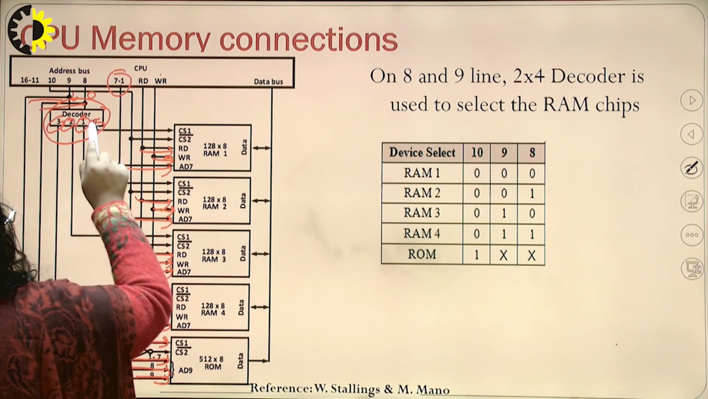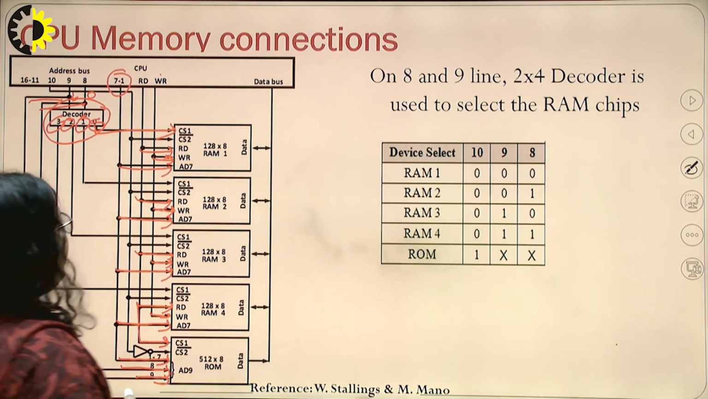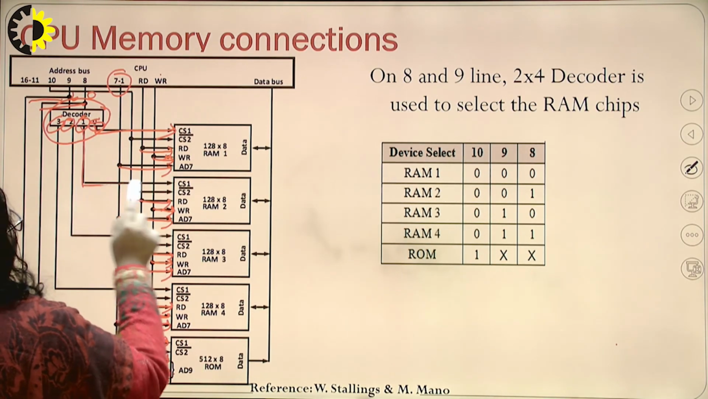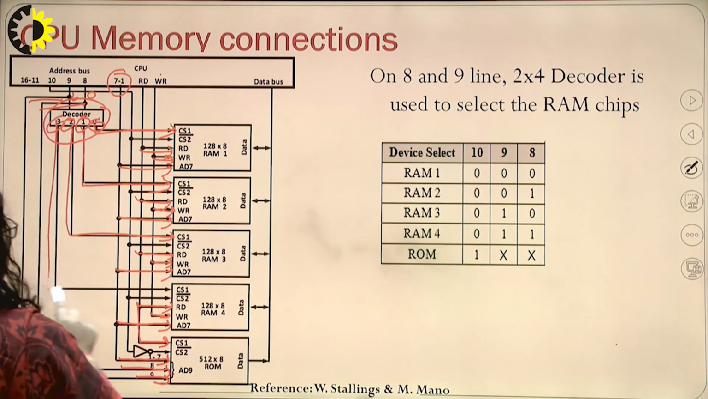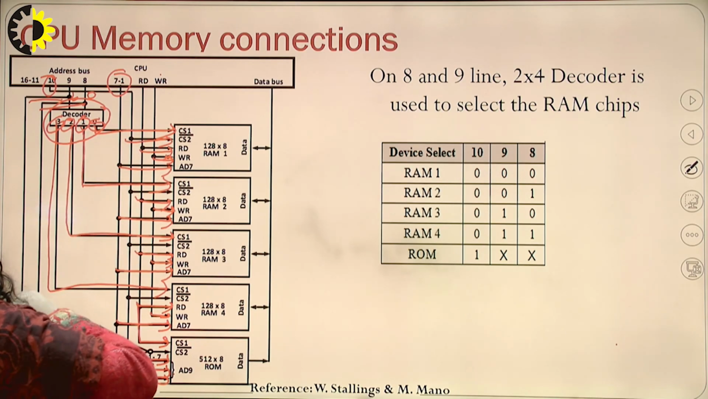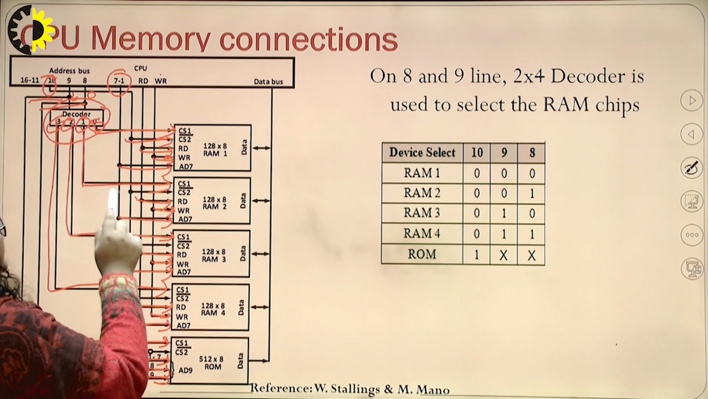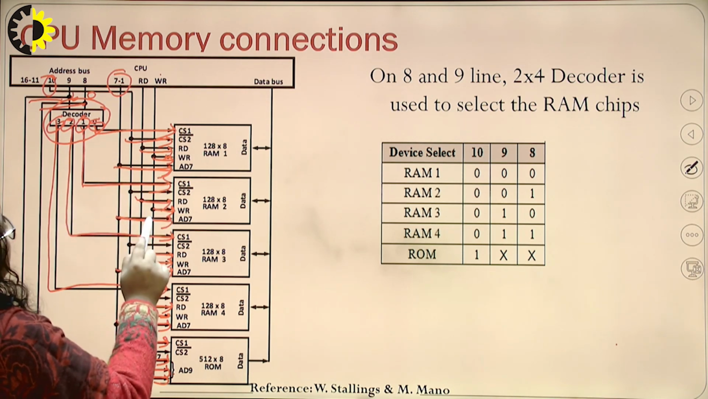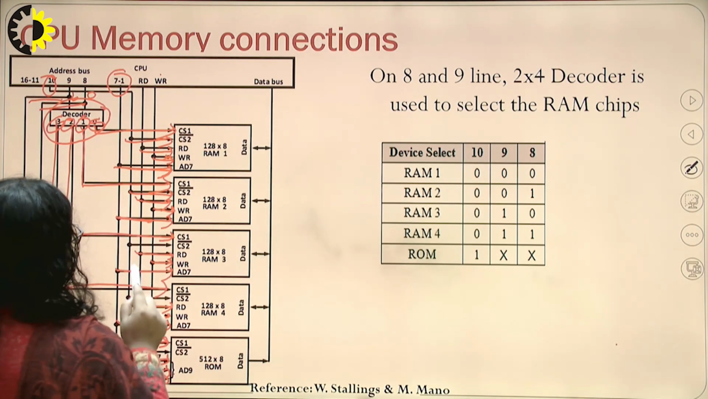We use chip select 1 for selecting the RAM chips, so these outputs are used as the RAM chip selectors. Now, for the ROM selector, how do we differentiate between the RAM and the ROM? We use the 10th bit as the RAM and ROM chip selector. When it is 0, it is the RAM selection. When it is high, it is the ROM selection. So we transfer the 10th bit to CS2, chip select 2, of each RAM.